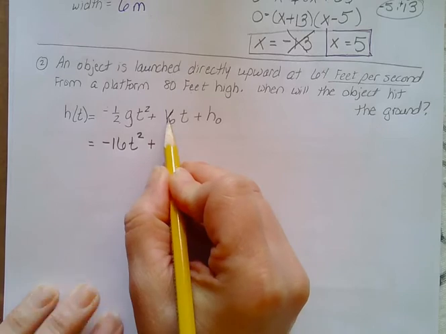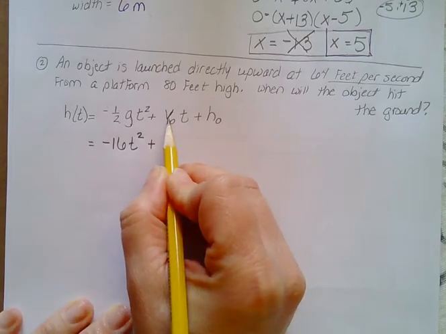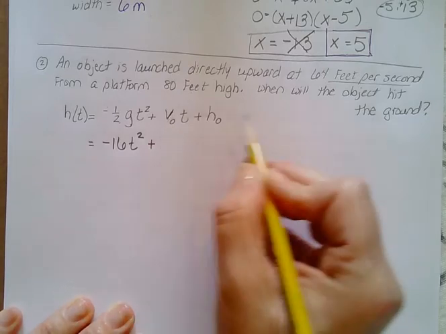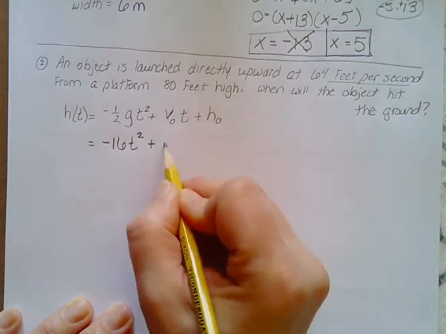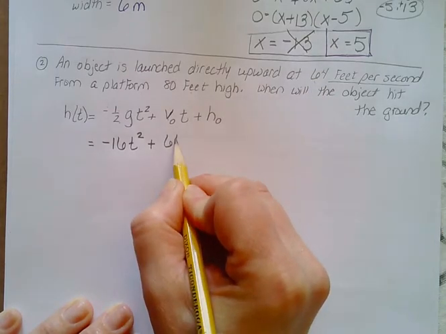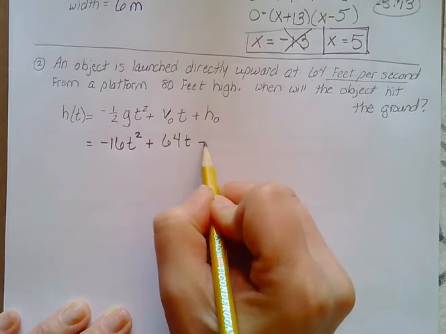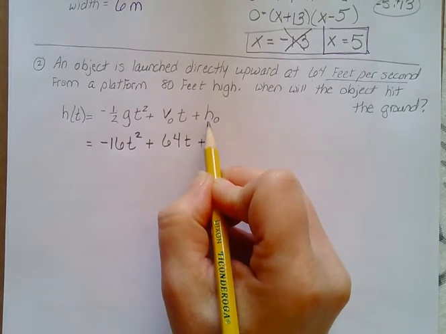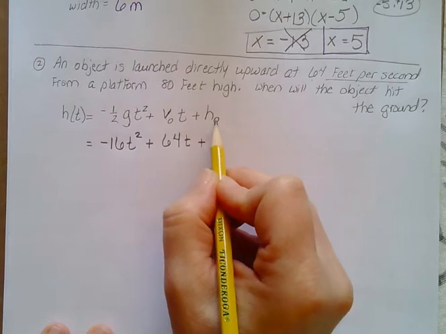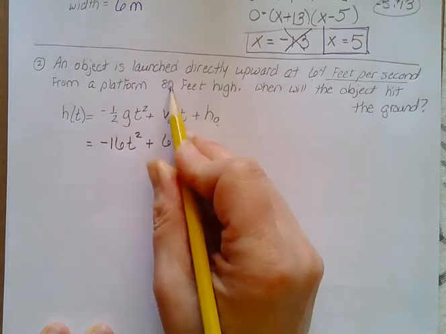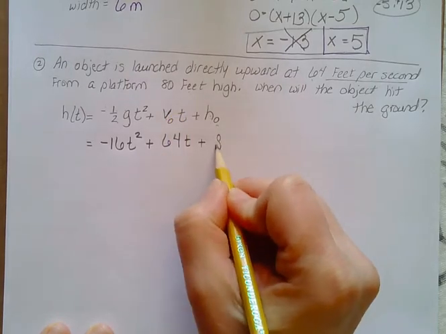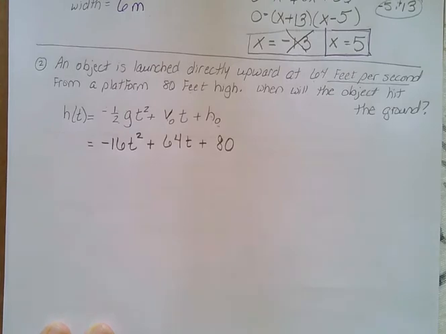Plus, the v is velocity. And they give you the velocity, 64, so we plug that in. That's your initial velocity, and we start times t plus h. H is going to be your initial height, h sub 0, and you are starting 80 feet high. Okay, all well and good.